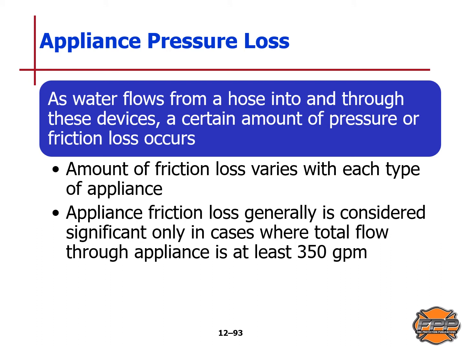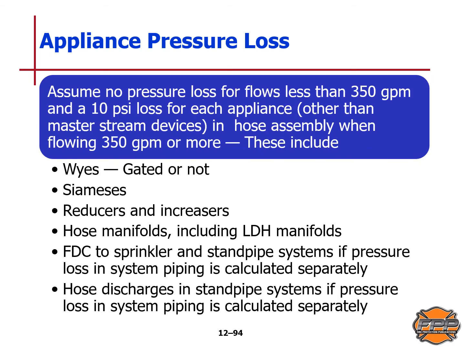With appliance pressure loss, as water flows from a hose into and through these devices, a certain amount of pressure or friction loss occurs. The amount of friction loss varies with each type of appliance. The appliance friction loss generally is considered significant only in cases where total flow through the appliance is at least 350 gallons per minute. Assume no pressure loss for flows less than 350 gallons and a 10 psi loss for each appliance other than a master stream device in a hose assembly when flowing 350 gallons or more.